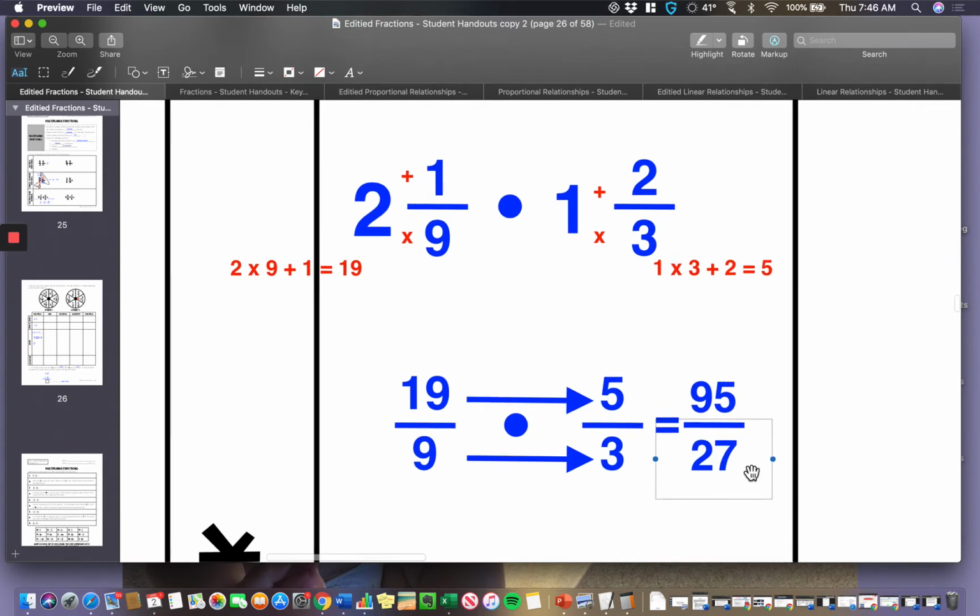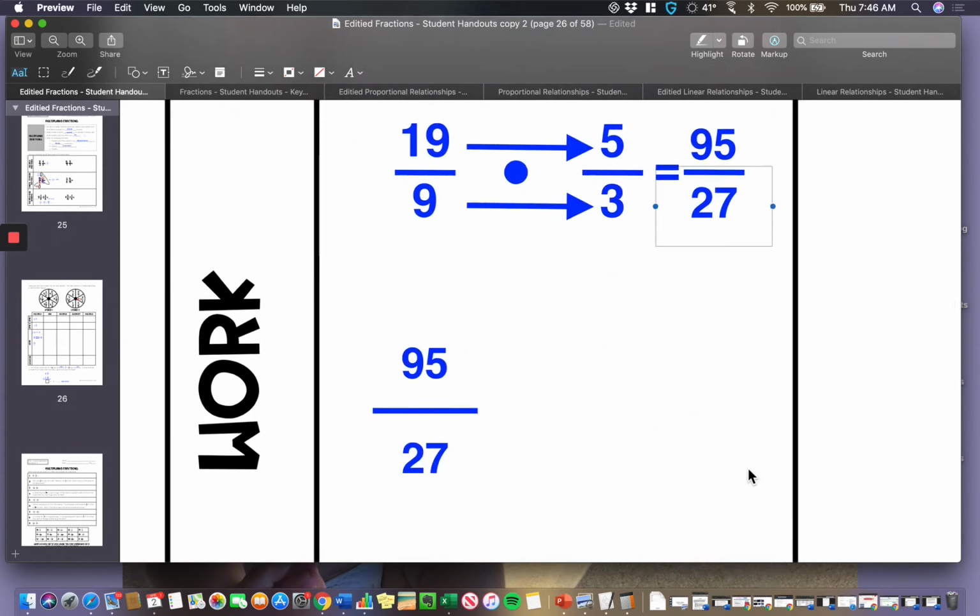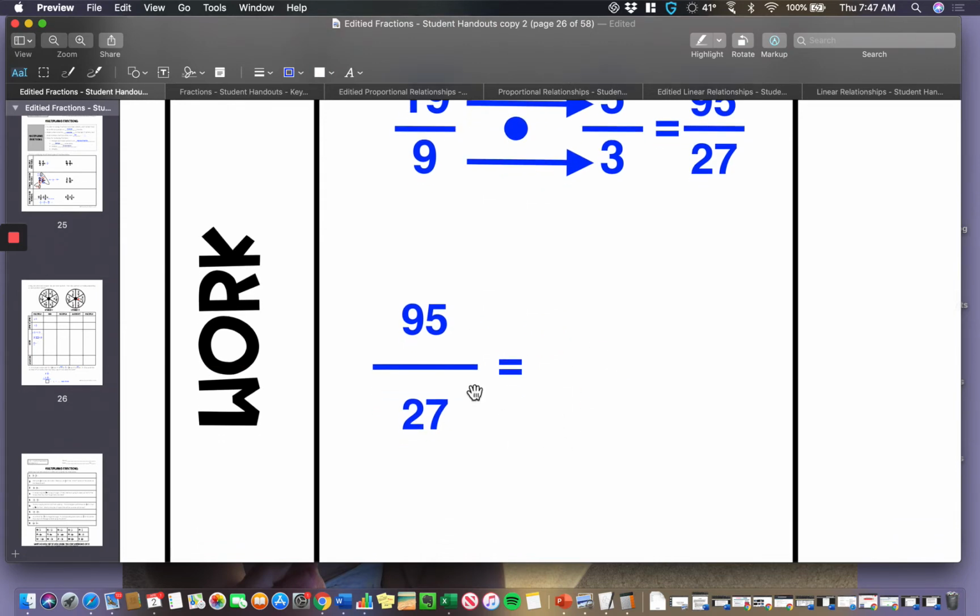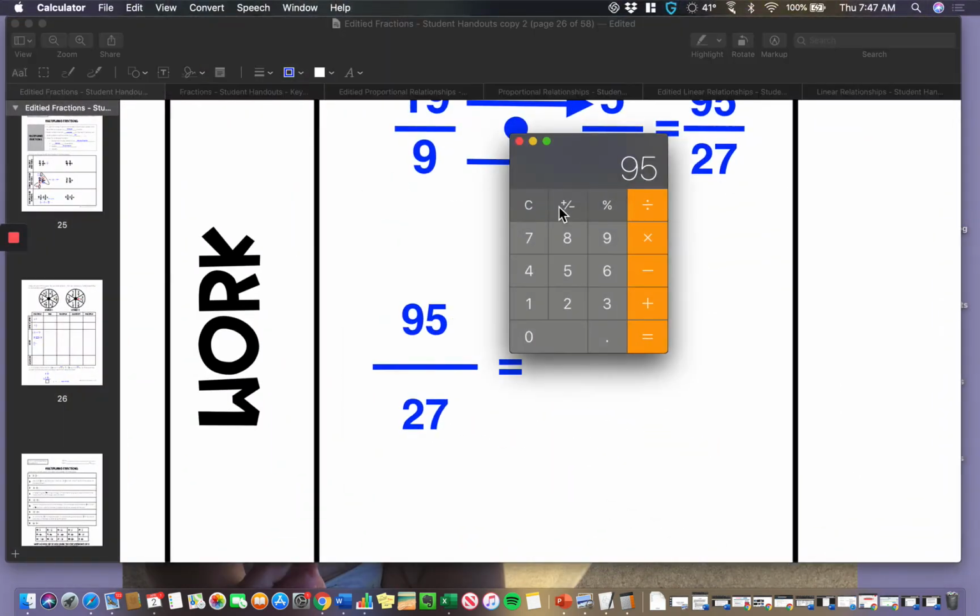Now this is an improper fraction, and that's okay. But if I want to take this improper fraction and convert it to a mixed number, what I can do is find out how many 27s are in 95. So what I can do is take 95 divided by 27. And here's how I do it. I like to do it with a calculator. So I can take 95 divided by 27. And I'm going to get a whole number of 3.